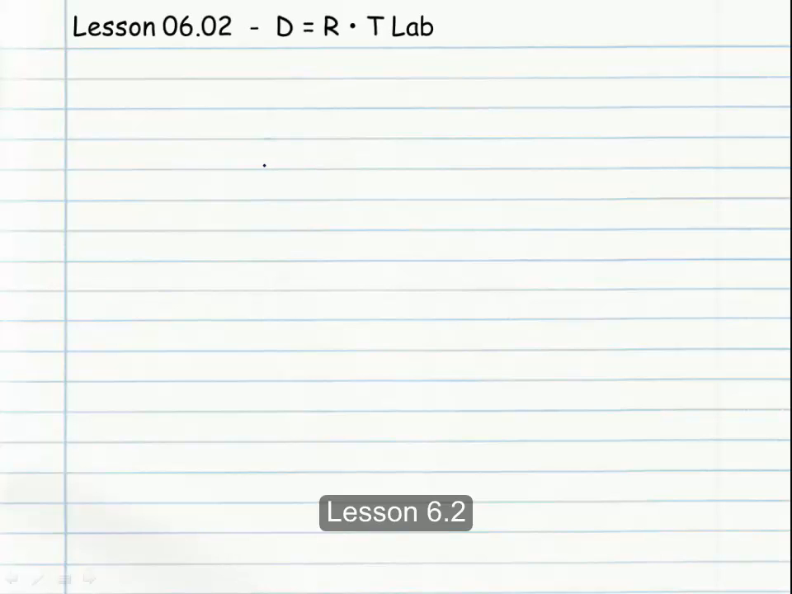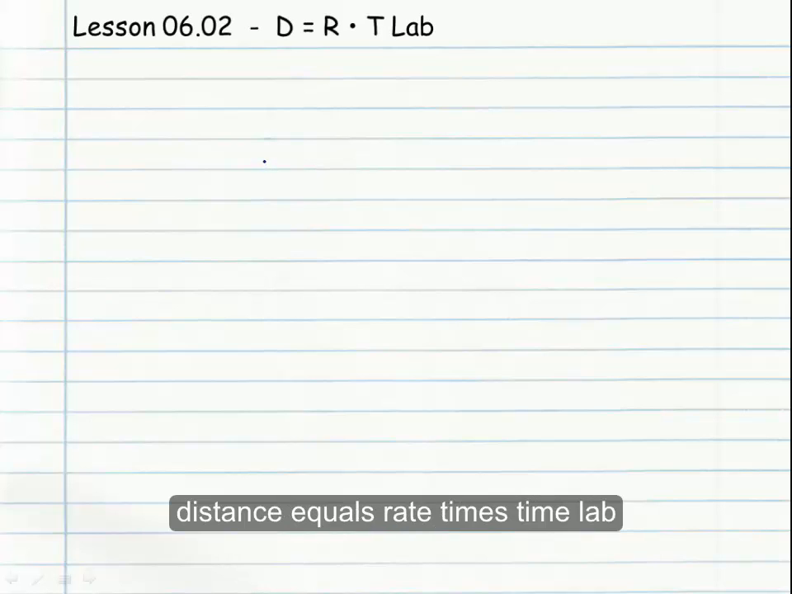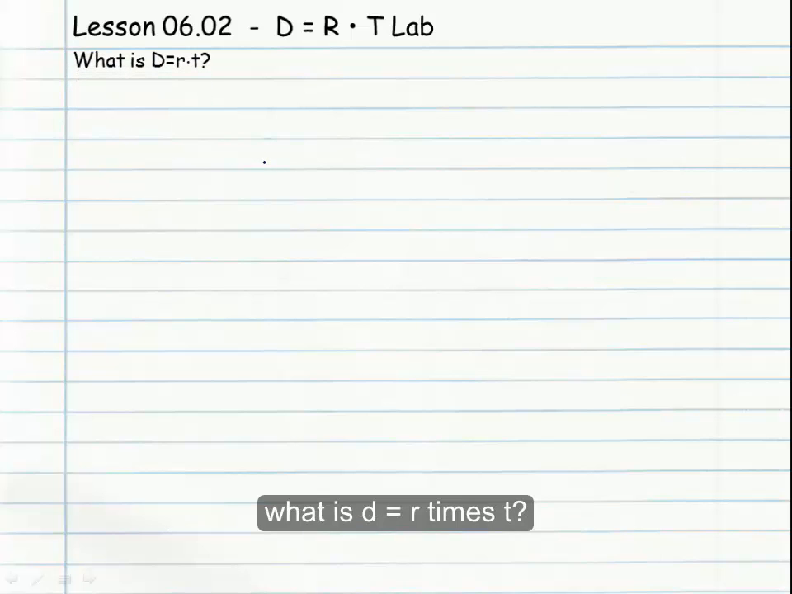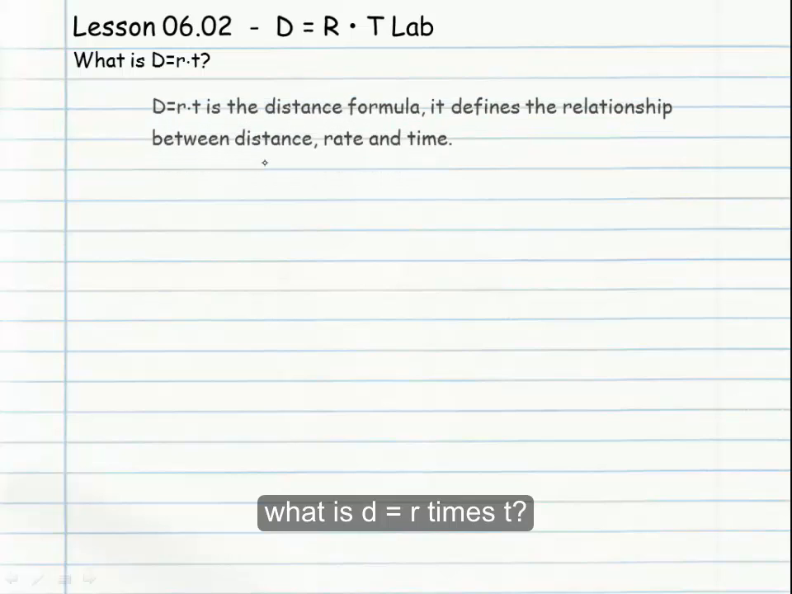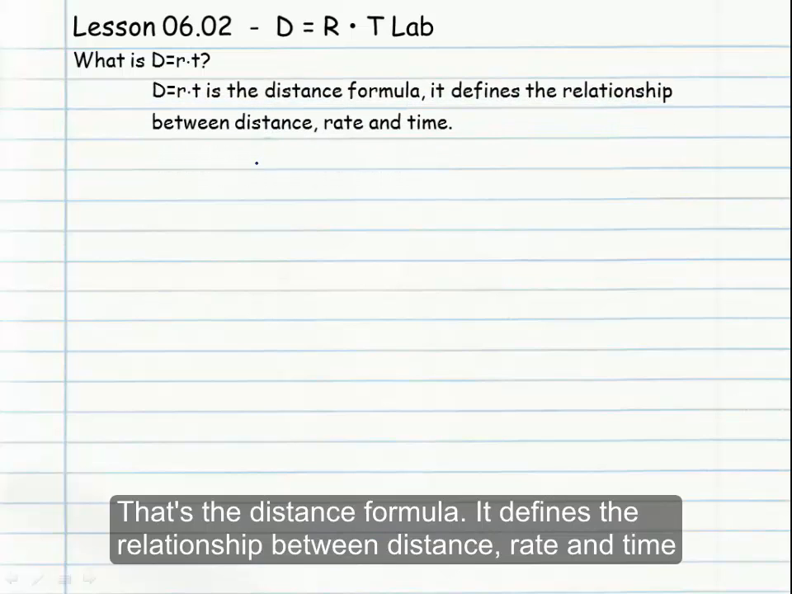Lesson 6.2 Distance equals rate times time lab. What is d equals r times t? That's the distance formula. It defines the relationship between distance, rate, and time.